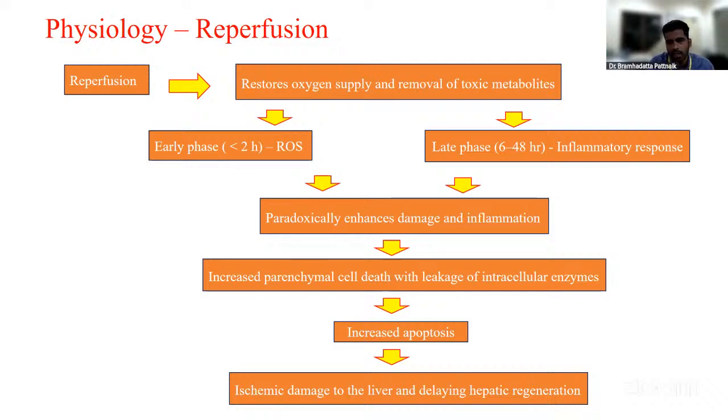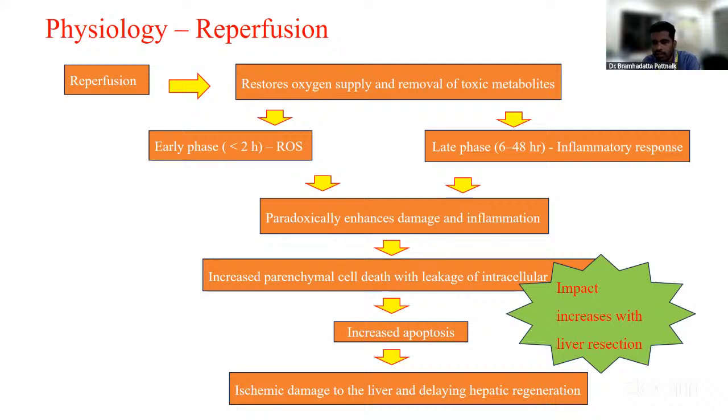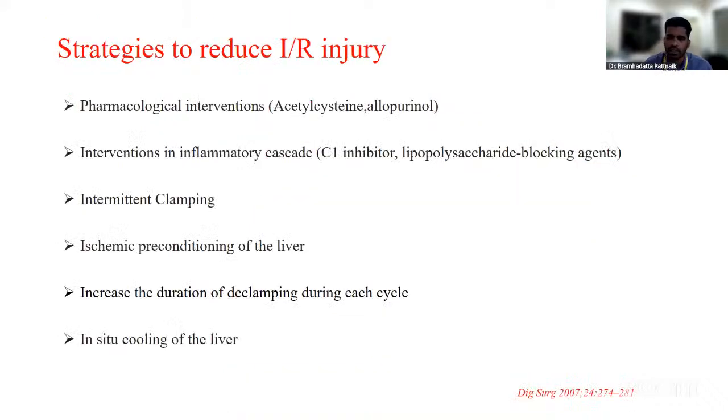This ischemic injury plus reperfusion injury always increases with the severity of the liver resection. So there are many strategies described to prevent this IR injury in liver resections, and more so in liver transplantation. Out of these 6 described methods, numbers 3, 4, and 5, that is intermittent clamping, ischemic preconditioning of the liver, and increasing the duration of declamping during each cycle, are the 3 methods that have been studied very extensively, specifically in the western part of the world, where they have done numerous studies comparing different types of clamping methods and their implication on post-operative clinical as well as biochemical outcome.